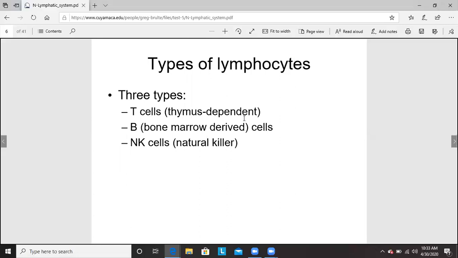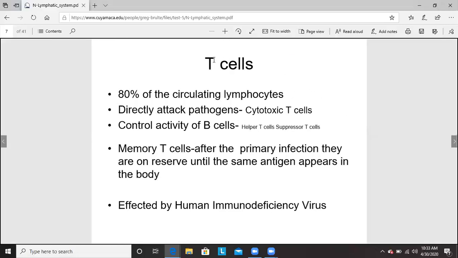So let's see what the next slide says. T cells are called T cells because they're thymus dependent. That's what the T stands for, the thymus. 80% of the circulating lymphocytes are T cells, but they look pretty much the same as B cells under your microscope. There are also subdivisions like cytotoxic Ts, helper Ts, and suppressor Ts. Mainly when you see T cells, I want you to think of helper Ts. Those help control the activity of B cells, and B cells are the ones that actually code for the antibodies.